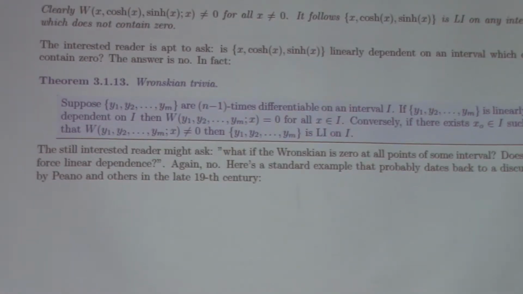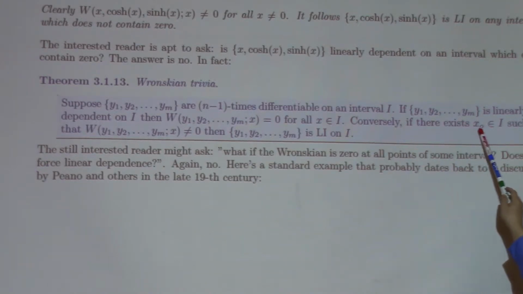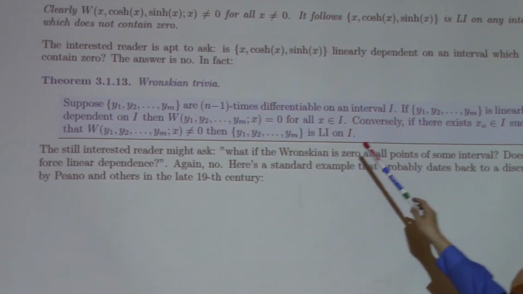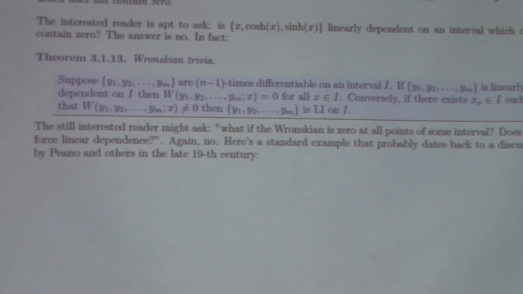But the converse is not true, right? Well, excuse me, the converse is this, though. This is not quite a direct converse. Conversely, if there exists a point x naught such that the Wronskian is non-zero, then it's linearly independent on I. That's true. You only need one point to be able to solve that system and get that the constants are 0. So one point of the Wronskian being non-zero suffices to solve that C1 y1 plus ... plus Cm ym equal to 0.